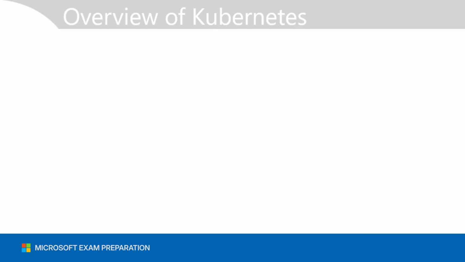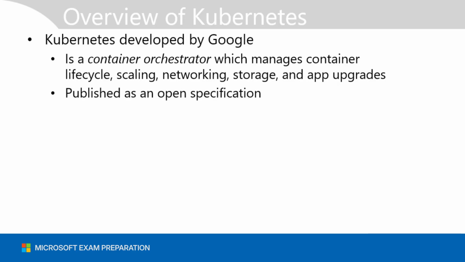The last topic in this lesson is about the Azure Kubernetes service. Before we get into that, let's talk about what Kubernetes is. Kubernetes is a platform developed by Google. It's a container orchestrator, so it helps you manage large numbers of containers. Container lifecycle, the starting and stopping of containers, scaling out a container group so that you can handle more throughput. The orchestrator also helps you manage networking, storage, even upgrades to applications, which can be rolled out piece by piece.